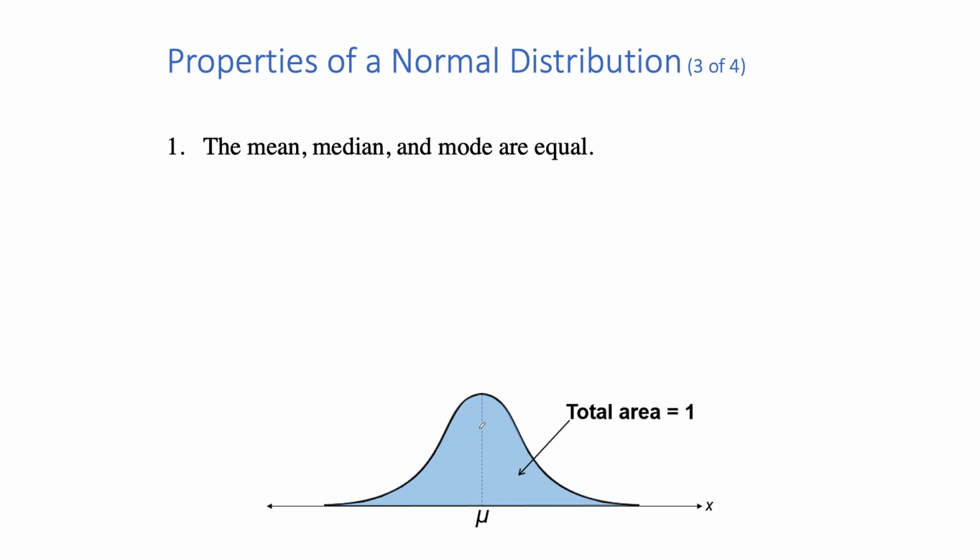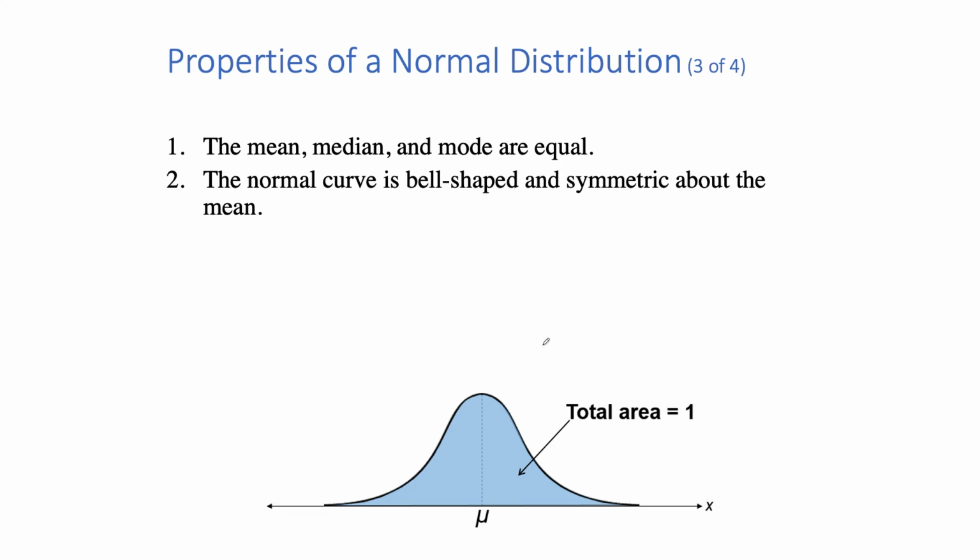So if I look at the center of the distribution, that's where the mean, the median, and the mode are all located. The second thing is the shape of the curve itself. This is a bell-shaped distribution, right? It looks like a bell, so we call it a bell-shaped distribution, and it's symmetrically distributed around the mean.